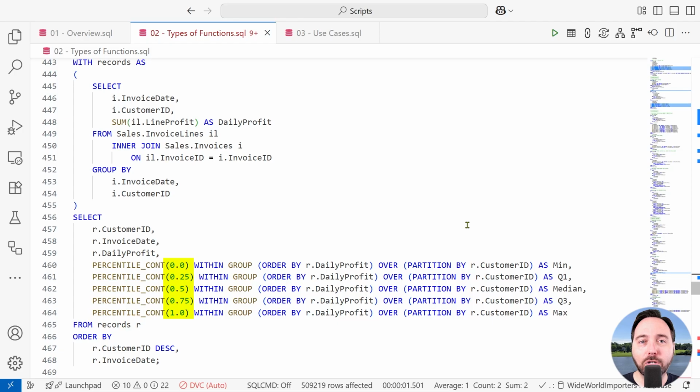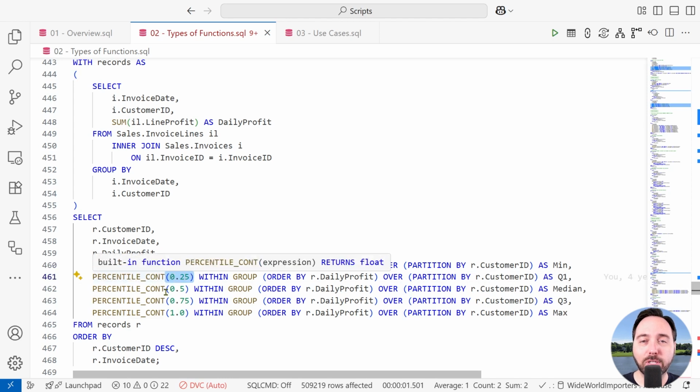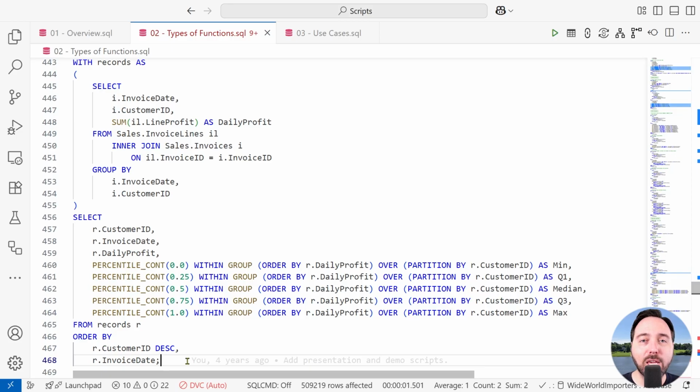Inside the percentile function, we have a decimal value that represents the percentile we'd like to collect. In this case, I'm going to show you the classic 5-number summary for a dataset. That is the minimum value, the 25th percentile, the 50th percentile, the 75th percentile, and the maximum value. This gives us a good feeling for the midpoint of the data, the entire middle half of the data and how wide it spans, as well as how far out the ends stretch on either side. We'll partition this by customer ID, returning the percentiles ordered by daily profit.